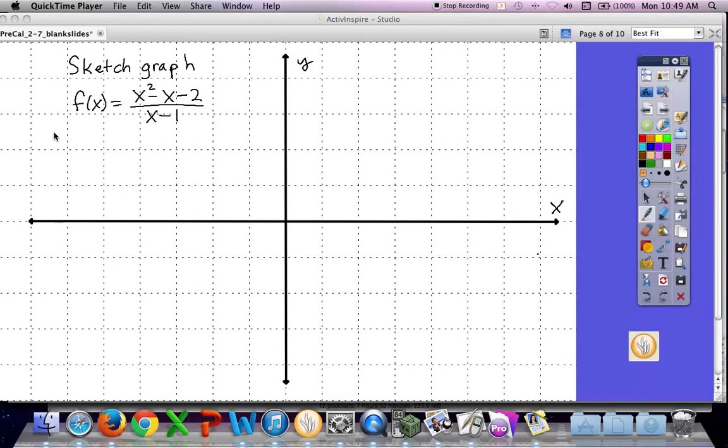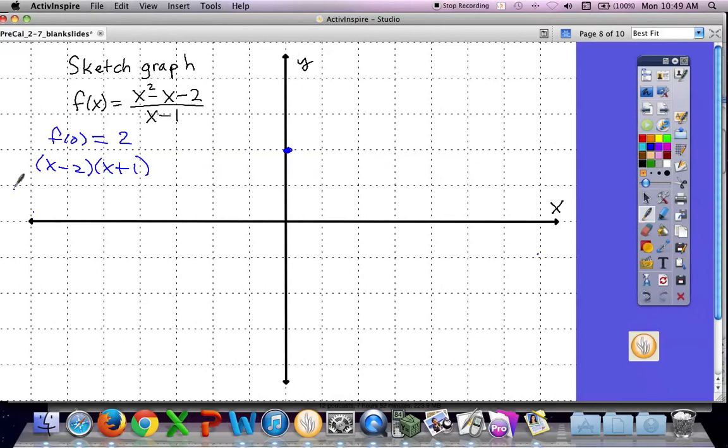F of 0 is, in this case, -2 over -1, so we have a y-intercept here. Okay, the zeros of the function are the zeros of the numerator. And in this case, the numerator could be factored, x minus 2 times x plus 1. That looks familiar. So the zeros are 2 and -1.